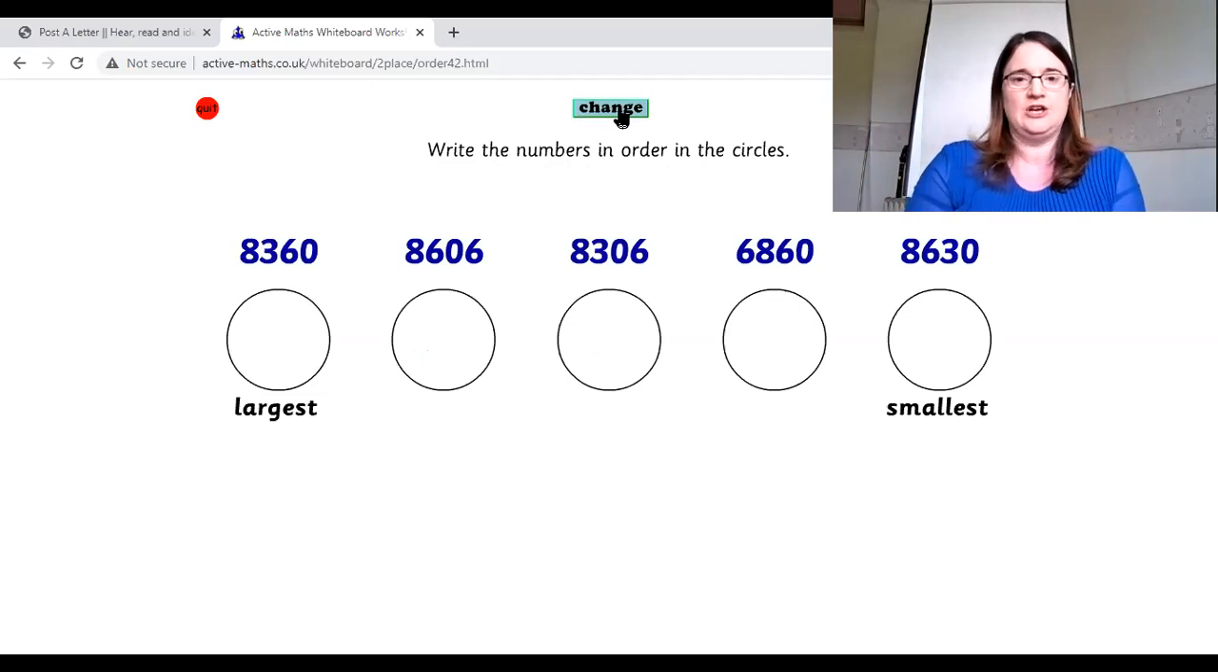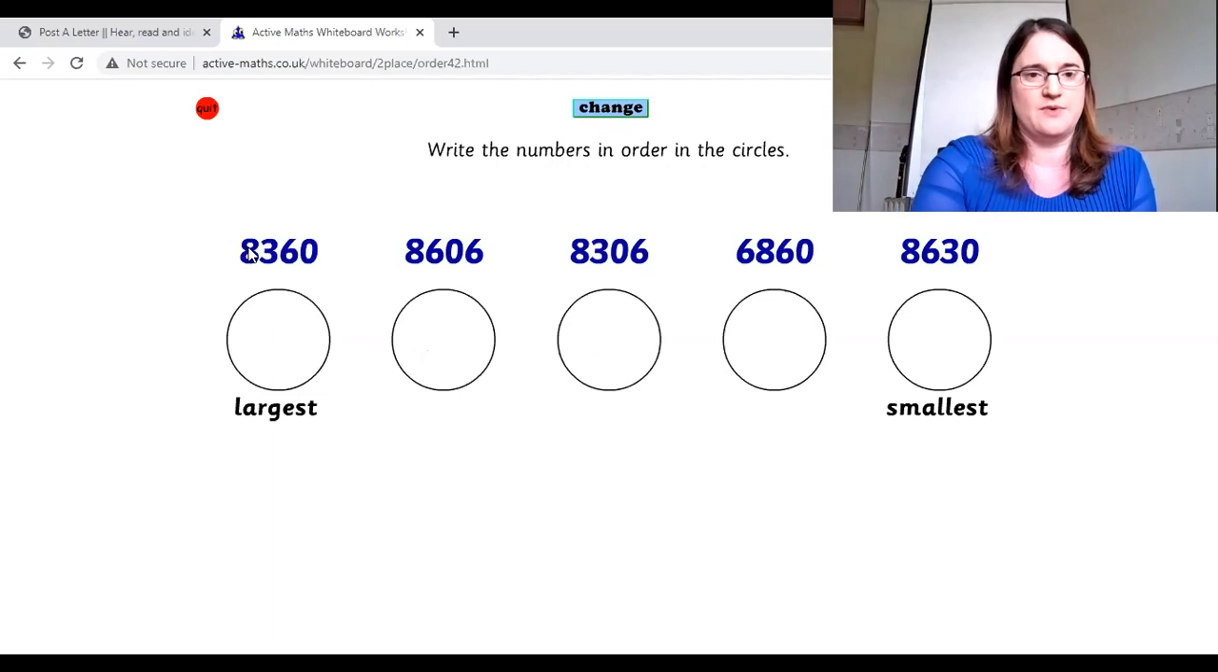Right, this one's tricky. Lots of 8,000s in here. So we're starting with our thousands number again. 8,000, 8,000, 8,000, 6,000, 8,000. So this one we know is our smallest. It's going to go down the end in a minute. Let's find our biggest. So we've got 8,300. That's definitely not our largest. 8,600. That's bigger. 8,300, 8,000. Oh, we've got 2 8,600s here.